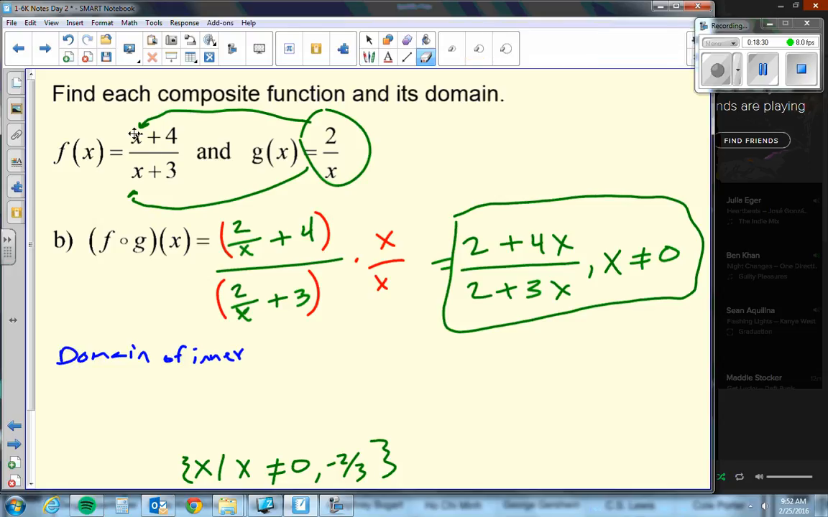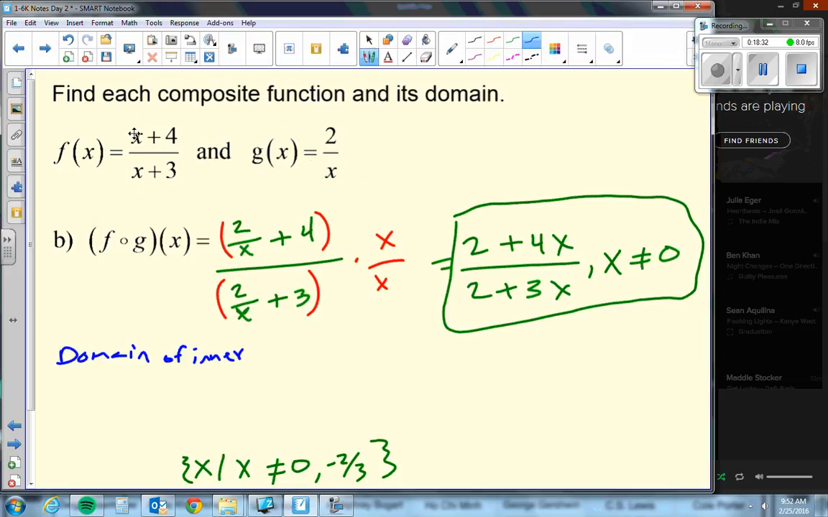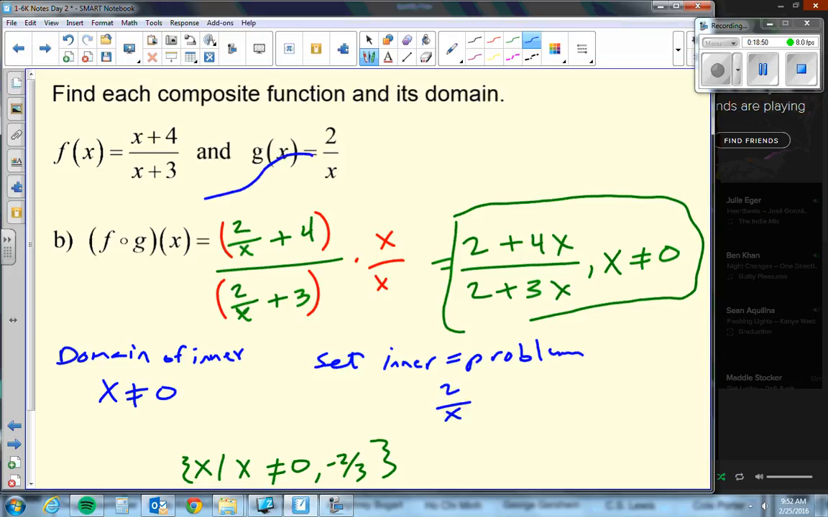All right. What's the inner? G. And obviously you can't plug 0 into G, so we got that. Now, you set inner equal to a problem for the outer. What's the problem for f? So you say, okay, 2 over x, cannot produce a -3. And you solve that and you get the -2/3. We kind of already did that algebra, okay? So like I said, either way of looking at it is fine.